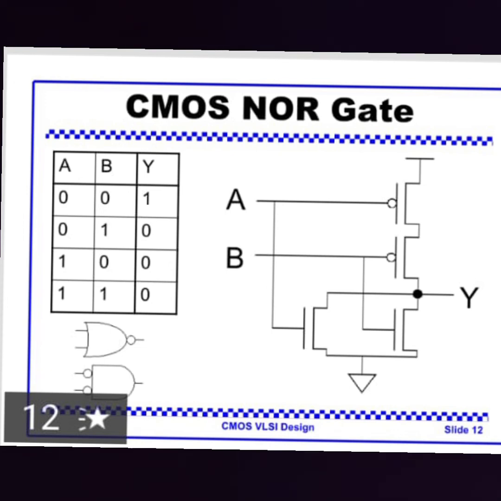Now let us proceed to the CMOS NOR gate. So this is going to be the other way around. That is, 2 NMOS transistors are going to be in parallel and 2 PMOS transistors are going to be in series. This is the other way around compared to a NAND gate, because in a NAND gate 2 NMOS transistors are in series and PMOS transistors are in parallel.